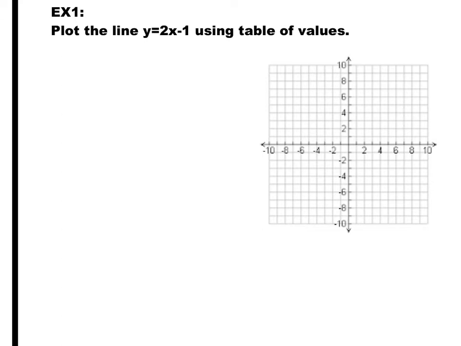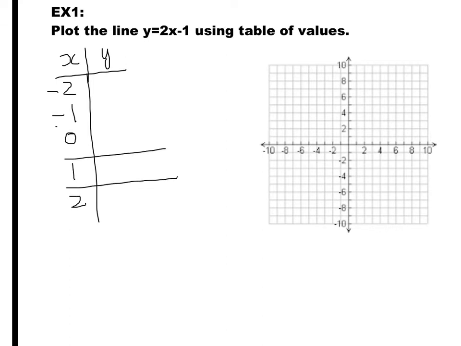So let's draw the table of values, x and y here, and we have to pick a few points arbitrarily. The best points probably are points like -2, -1, 0, 1, and 2. Now we have to evaluate the function for each of these points.